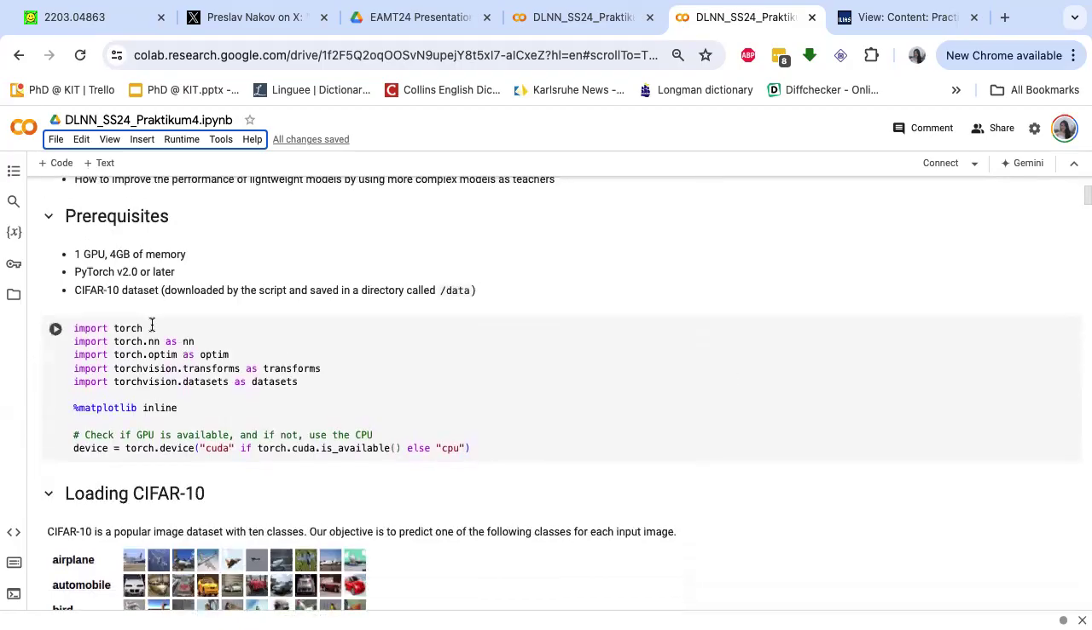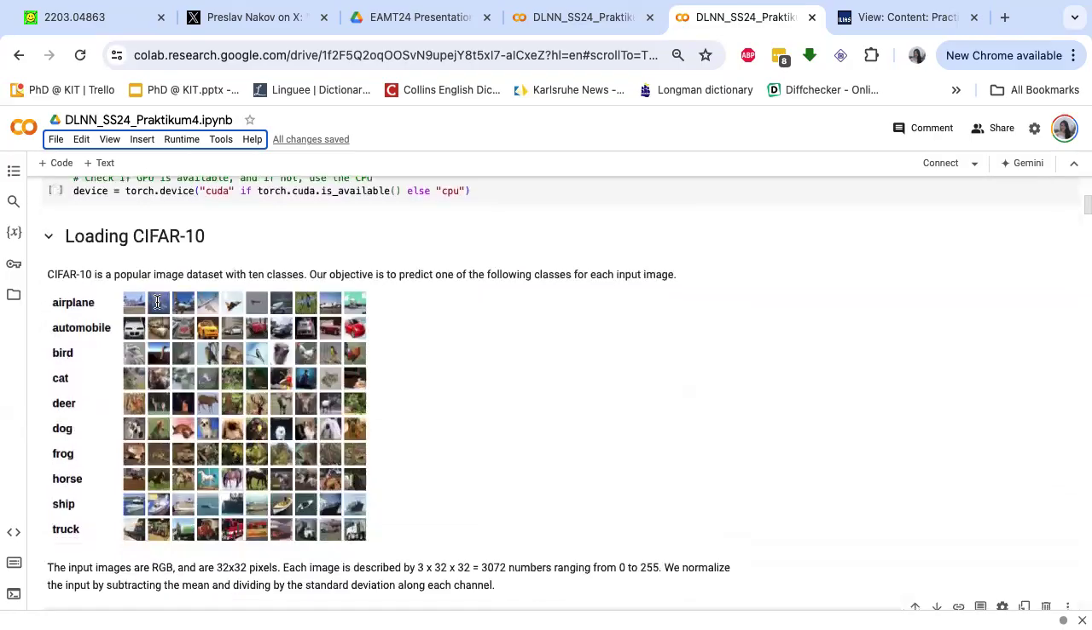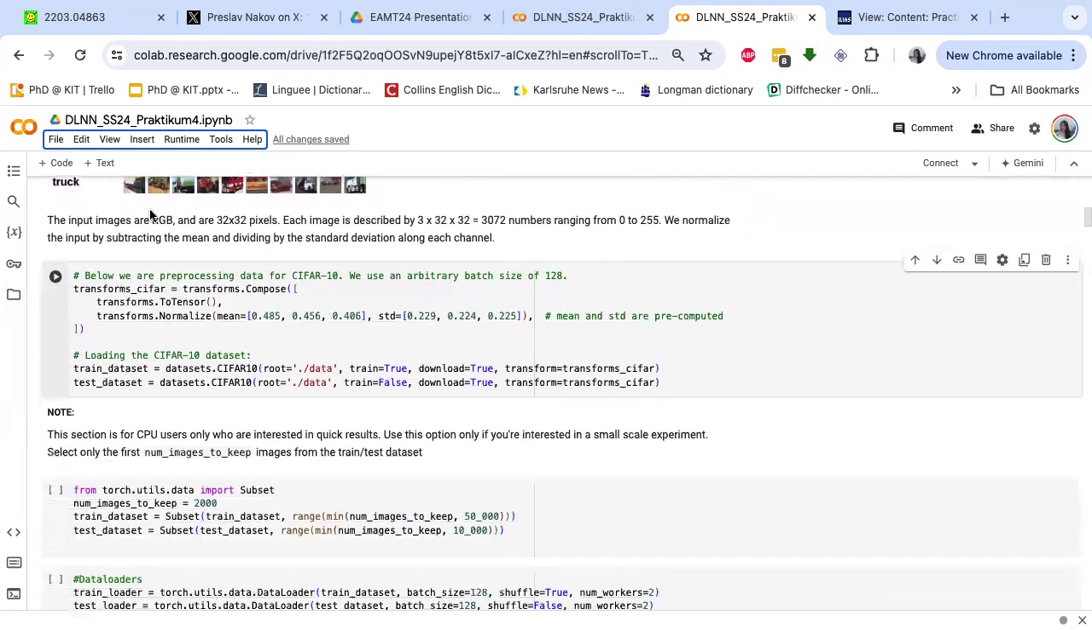As usual, we will import some necessary libraries. This time, I believe we don't have to install anything. So mostly we will use Torch and Torch Vision for this one. For this notebook, we will use the CIFAR 10 dataset, which is an image dataset for the classification task with 10 classes. The objective here is to predict one of the following classes for each input image. The images in this dataset are RGB and are 32 by 32 pixels, which means they have 3 channels. And in total, this is the amount of numbers needed to describe each image.